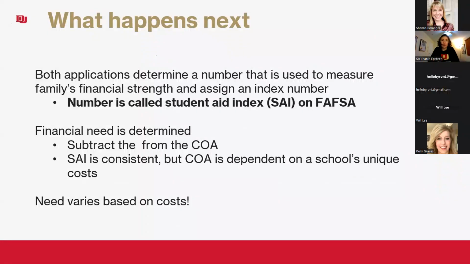Okay, so what happens next? You've done both applications. You've input all the numbers, and you've submitted everything. So this is used to determine that SAI on the FAFSA. So, and financial aid or financial need is determined all around that. So you subtract the SAI from the cost of attendance, and the SAI is going to be consistent to you, but your cost of attendance depends on what school you're going to. Are you living on campus, off campus, at home? It all varies based on your situation from student to student.